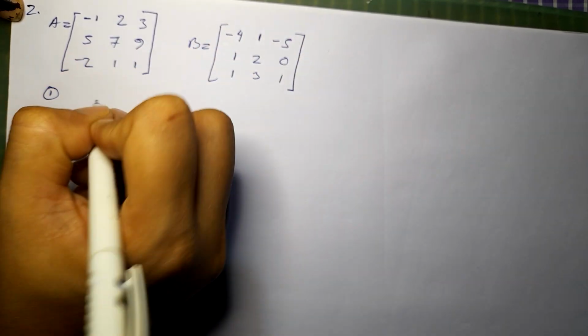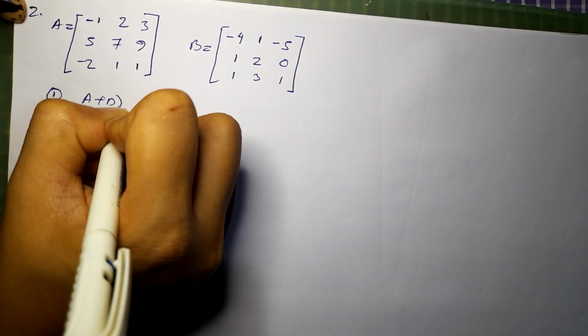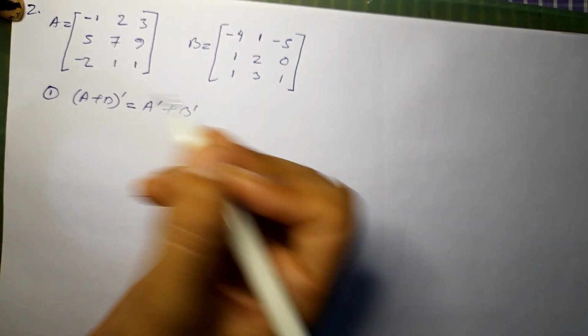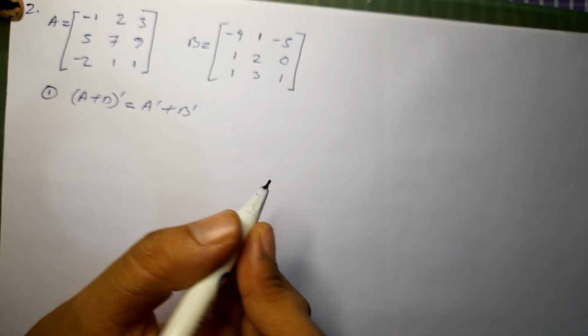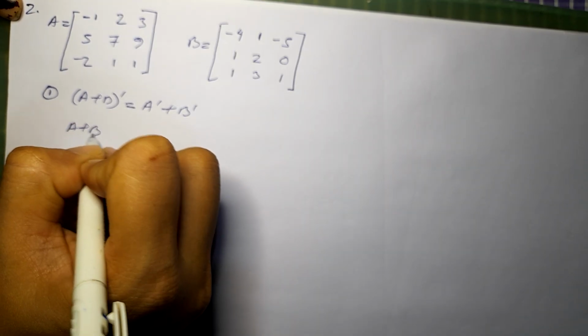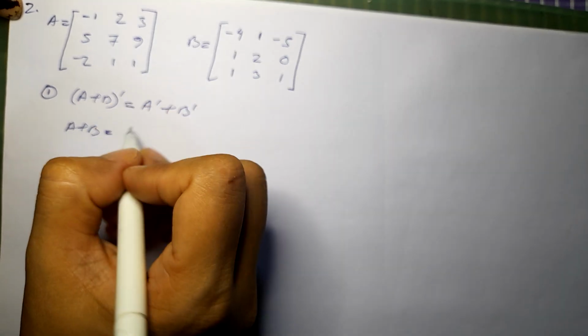Question number 1, what is the target? (A + B) whole transpose is equal to A transpose plus B transpose, or left hand side equal to right hand side. Let's find this one first. A plus B. What is A plus B?